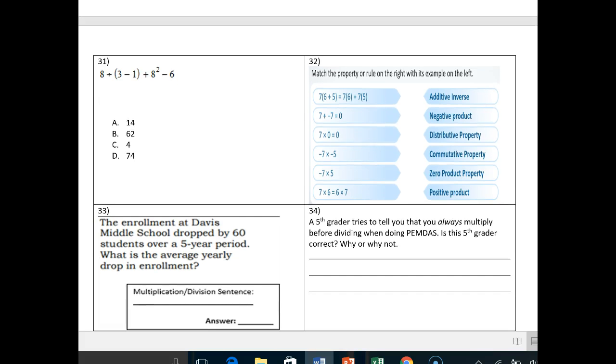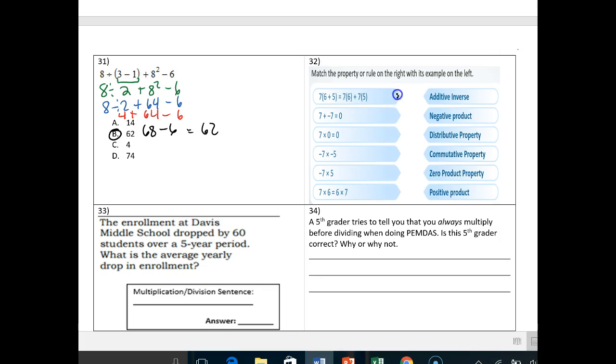All right, 31, again, PEMDAS. So we'll have 8 divided by, do this first, which is 2 plus 8 squared minus 6. PEMDAS says we do exponents next, so 8 divided by 2 plus 64 minus 6. All right, so now we do look left to right. Okay, 4 plus 64 minus 6. All right, keep going, working it left to right. 4 plus 64 is 68 minus 6. I get 62. B.